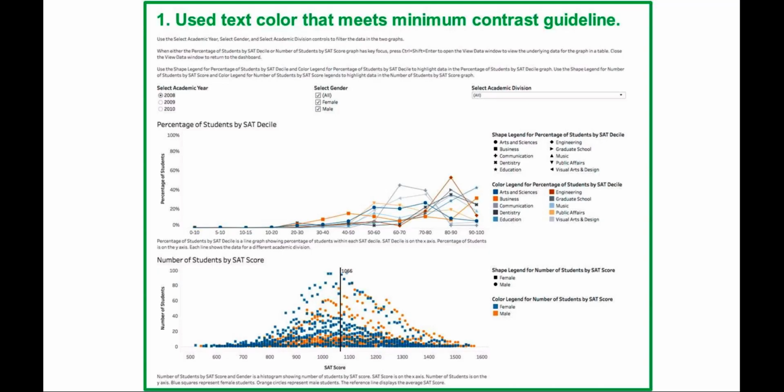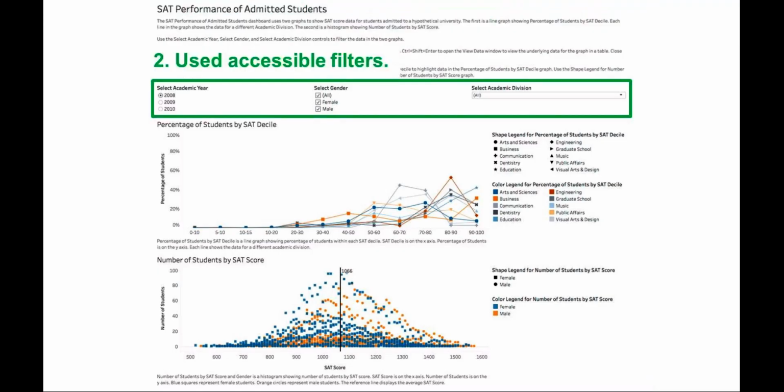First, I used the foreground and background color for the text that meets the minimum contrast guideline that the WCAG specifies. Since the default text color in Tableau against a white background meets the guideline, I just used that. Next, I switched to accessible filters. In Tableau 2018.1, these are the list and drop-down list filters. They are compatible with assistive technologies like screen readers and are fully operable using only the keyboard.